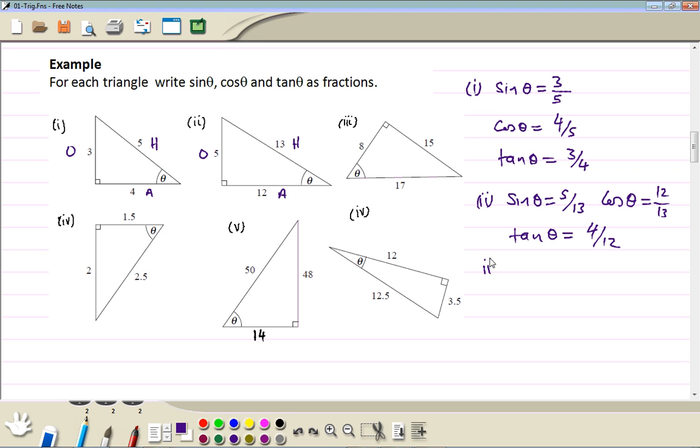Then number 3, sine theta is opposite divided by hypotenuse, so 15 over 17. Cosine theta is adjacent divided by hypotenuse, so it's 8 over 17. Tan is opposite, 15, divided by adjacent, which is 8.